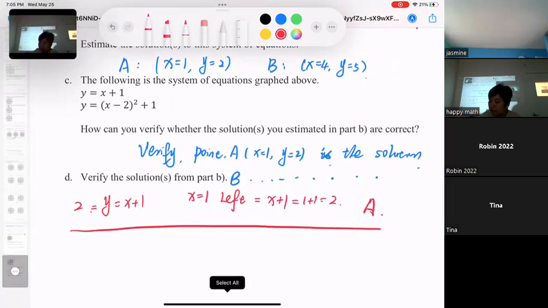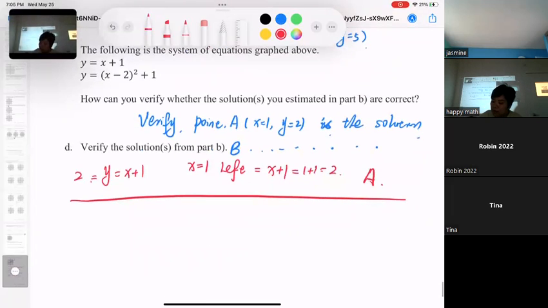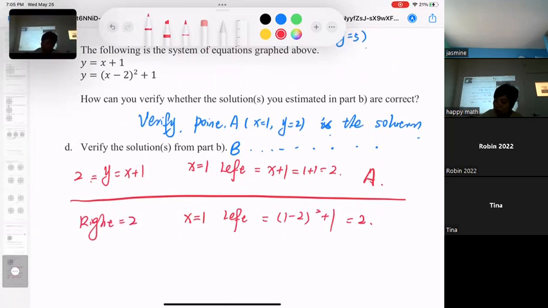How about B? So here, when x equals 1, on the left side it will be 1 minus 2 squared, adding 1, which is definitely 2, right? So the right side, y, has to equal 2 also, right? So we figure out B is also a solution of the system of equations. Does everyone agree with that?